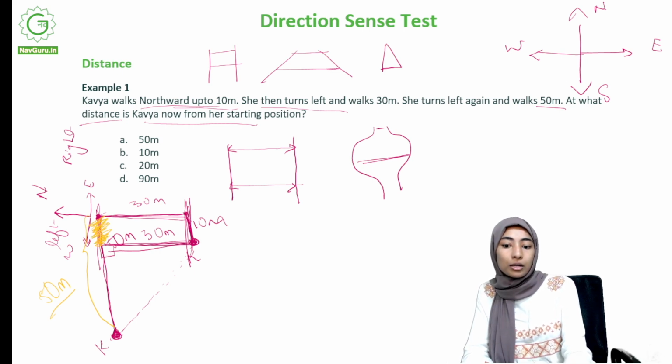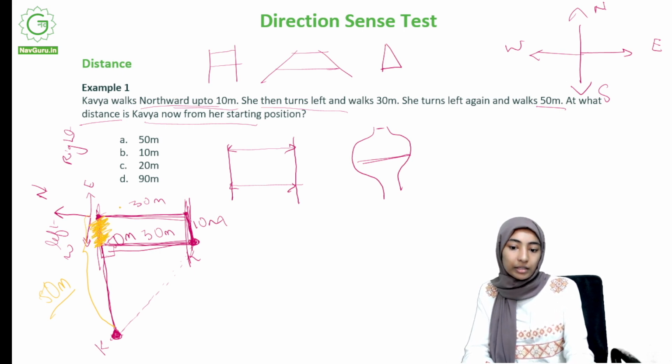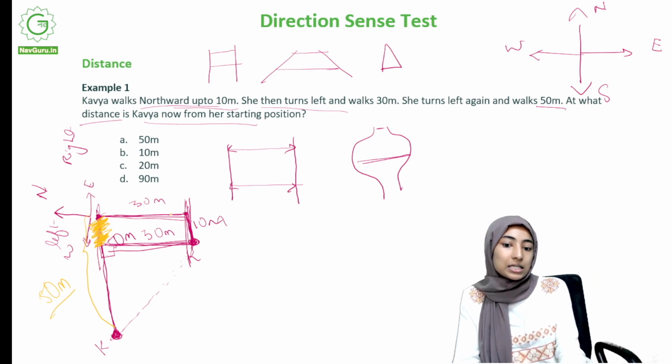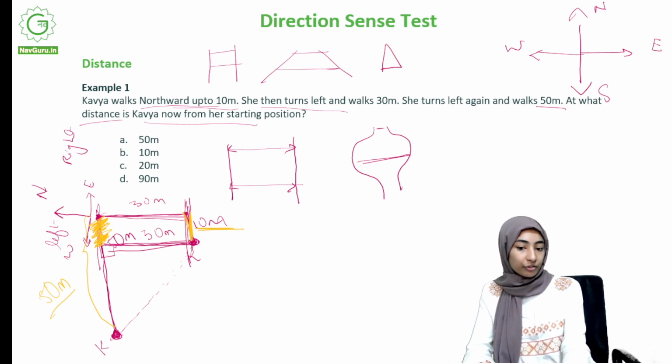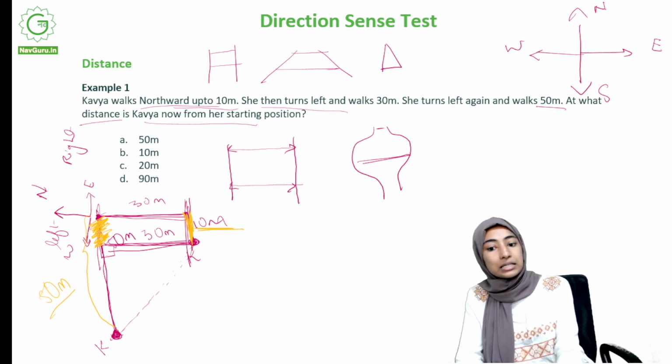Again, like we talked about the parallel distance concept earlier, this line distance is the same as this distance. And this distance we know is 10 meters. This is what Kavya walked first. So this distance is the same as this distance, which is 10 meters. So you know that this is 10 meters.